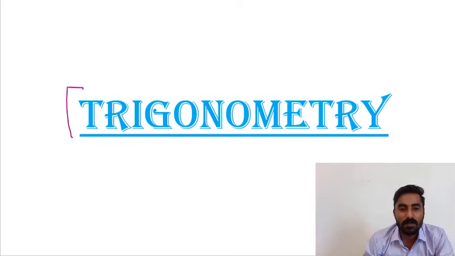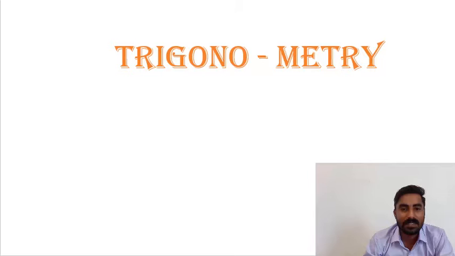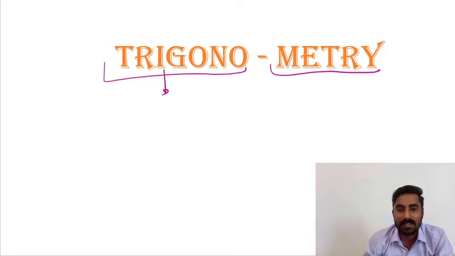So what is the meaning of trigonometry? We can split this word trigonometry into two parts: one is trigno and the second is metry. Trigno means triangle and metry means measurement. So trigonometry means measurement of a triangle.